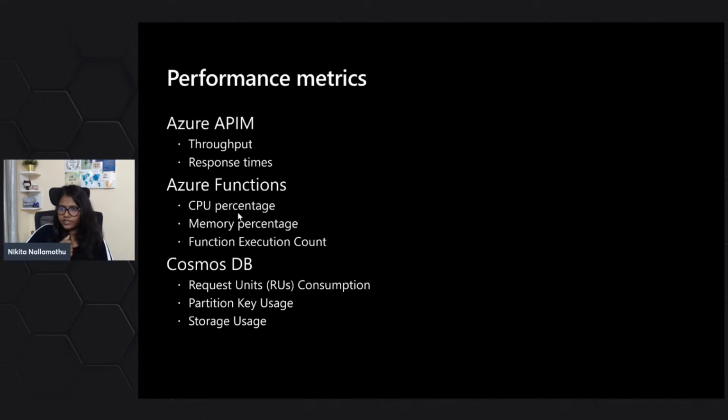That's very important. For functions, you can also have a dedicated plan. Usually functions take time to scale, so you might have a cold start in the beginning. If you don't want that, you can take a dedicated plan to avoid the cold start. For Cosmos DB, again, you should look at your RU consumption, partition key usage, if that is applicable, and storage usage. You should monitor these different metrics to make sure that none of these are too high and you are within the limits that you would want for your application.